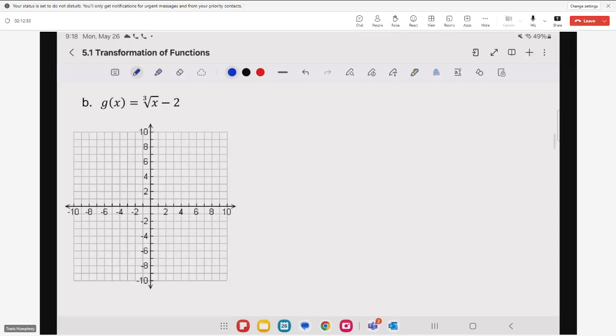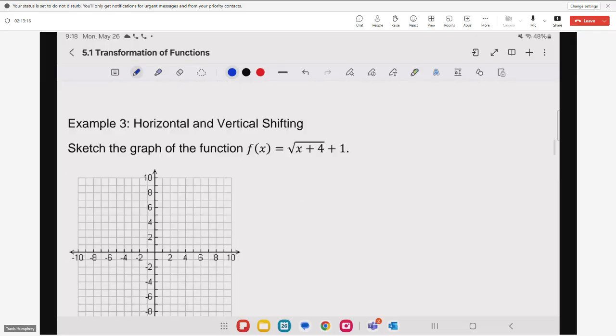Okay, the next one is subtracting. And instead of switching back and forth, I'm going to go ahead and just show you what the parent function looks like. It's kind of like a cubic but laying on its side like this. And this one's subtracting 2, so we're going to go down 2. So this critical point here is going to shift down to here. And again, my graph is not a great drawing, but you kind of get the idea. And again, you're not going to have to draw these. The software is going to do it for you.